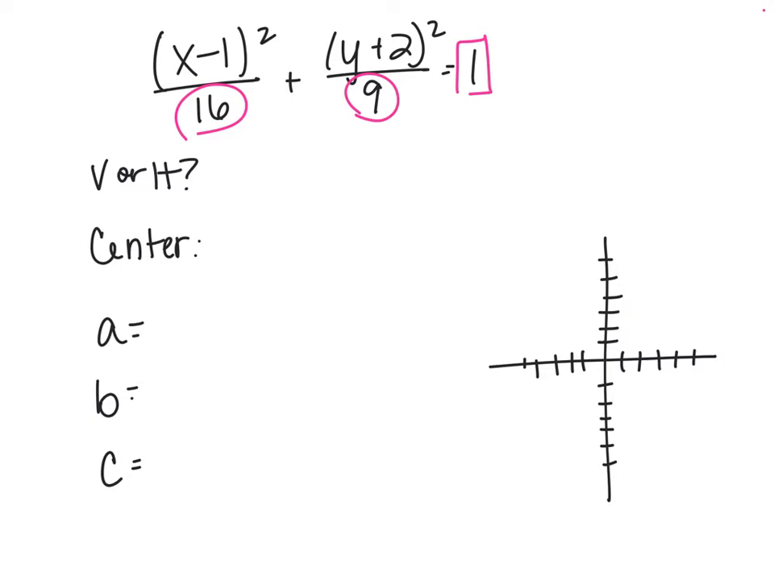So first off, the center, very similar to a circle, you just use the number with x and the number with y, and always take the opposite. So for this ellipse, our center would be 1, -2.